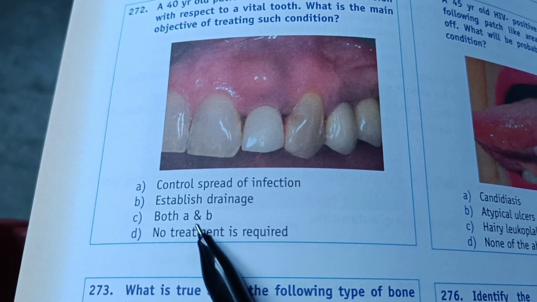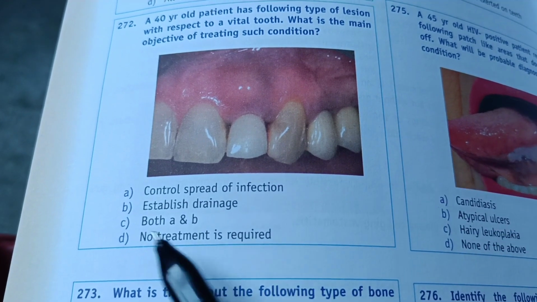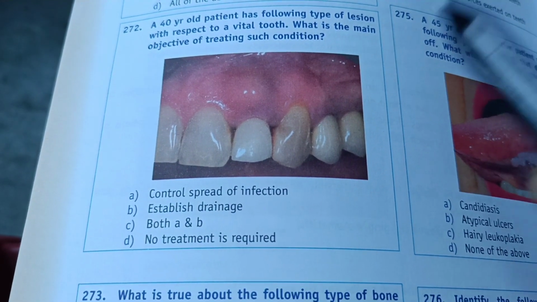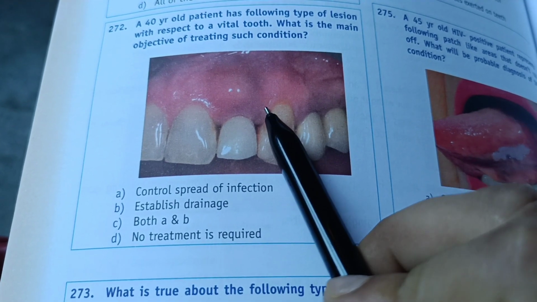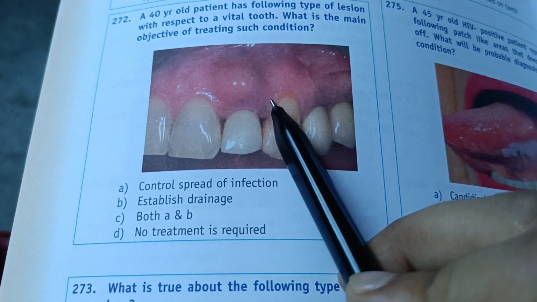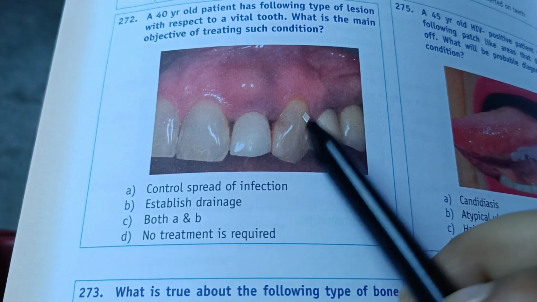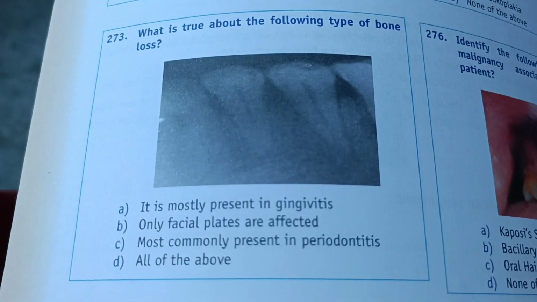Definitely both A and B is the right answer, because we have to control the spread of infection obviously, and also establish the drainage, because we can see that there is swelling, so maybe inside there is pus formation definitely. So we have to drain such things, and at the same time control spread of infection also. So both A and B is the right answer. Now come to the next question.